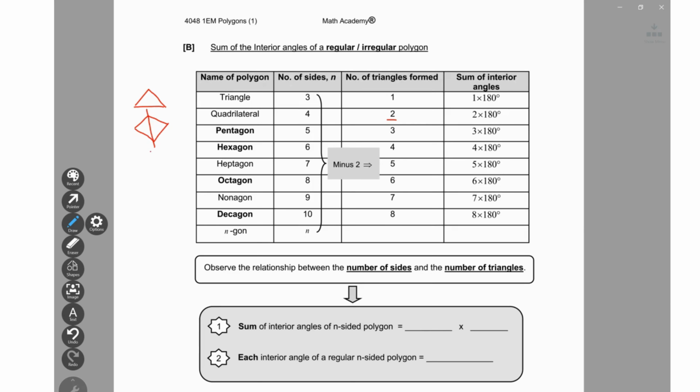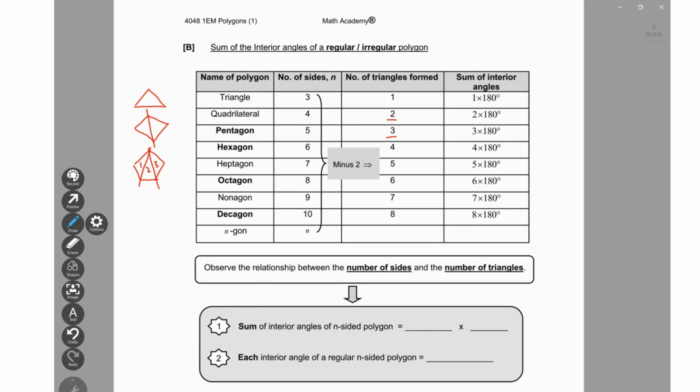Then the pentagon is 5-sided. I'll be able to cut the pentagon like this and like this, so it has 3 triangles. So pentagon, 5 sides, 3 triangles. Therefore, 3 times 180 degrees will be its interior angles. And so on for the rest of the figures until you reach the nth polygon. By now, you should have seen that there is a pattern going on.